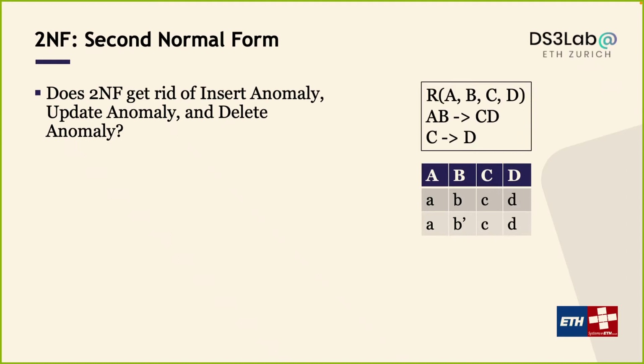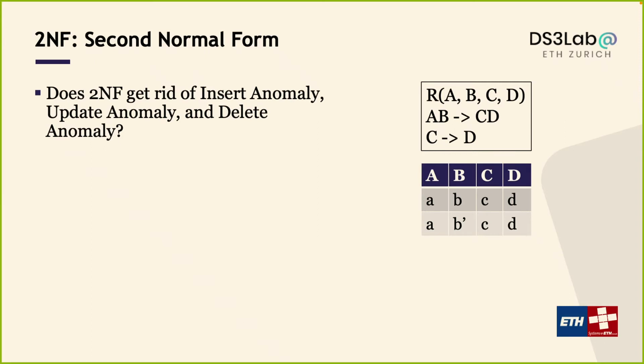We have this relation R with two functional dependencies. We have AB decides CD, which simply means AB, these two attributes, is the key. That's one functional dependency. And we have another functional dependency, C decides D. The first question is whether this design is in second normal form. Who thinks this is in second normal form? Who thinks it's not in second normal form?